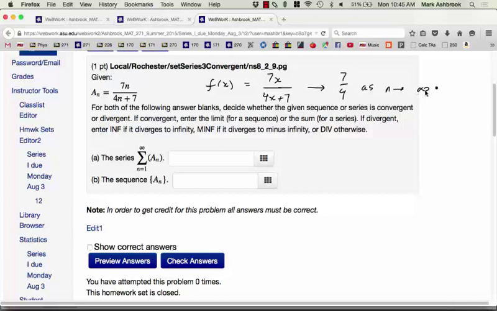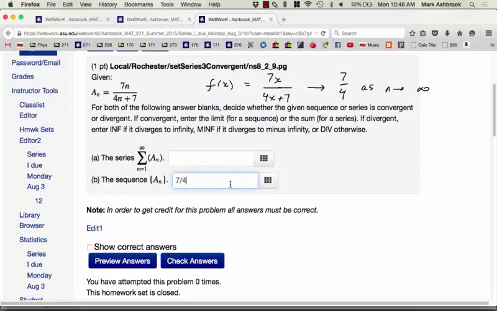Or if you want to use L'Hopital's rule, you can use L'Hopital's rule. This is infinity over infinity, an indeterminate form, which means you can use L'Hopital's rule. Take the limit of both, and you get 7/4. Either way, that thing is going to 7/4. So the limit of the sequence is 7/4.